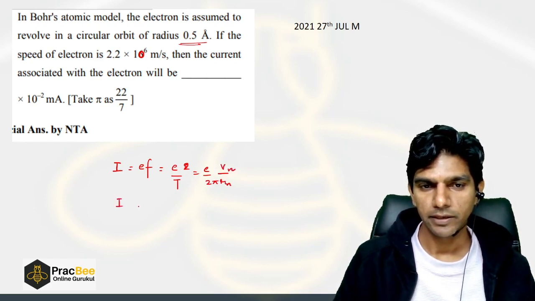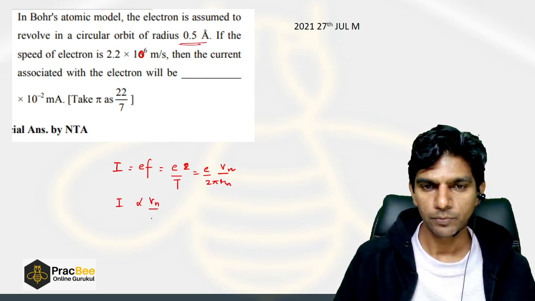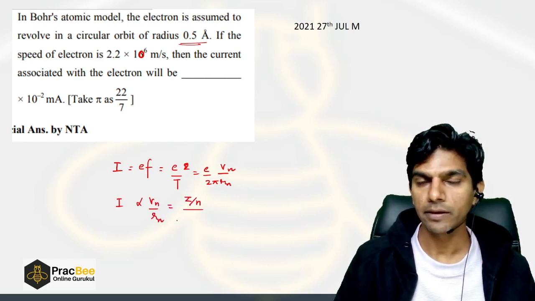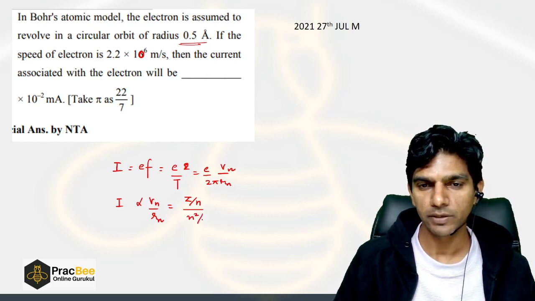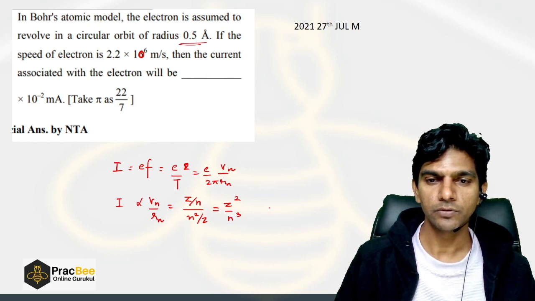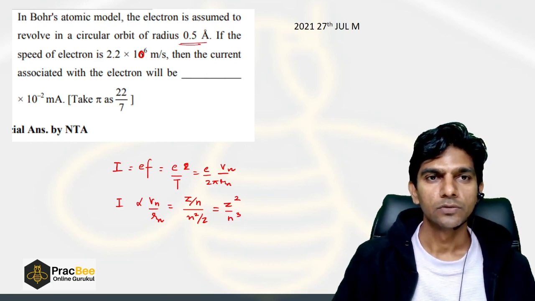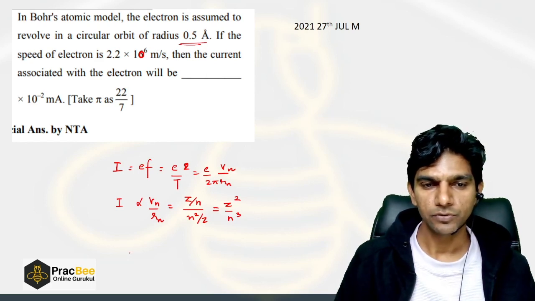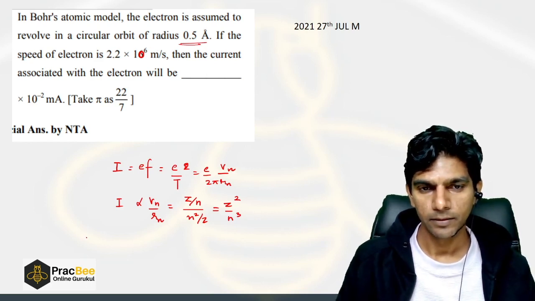So we can say the current will be directly proportional to Vn upon Rn, and Vn is directly proportional to Z by n, and Rn is directly proportional to n square by Z. So this will be directly proportional to Z square upon n cube. We are given that in Bohr's model the electron is assumed to revolve in a circular orbit of radius 0.5 angstrom, and the speed of the electron is 2.2 into 10 raised to power 6. So we have to find the current.